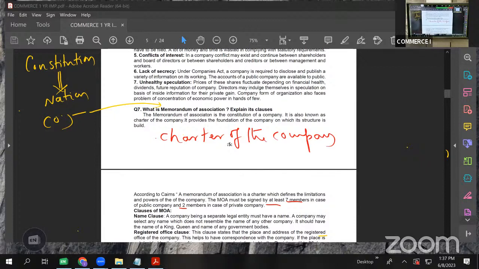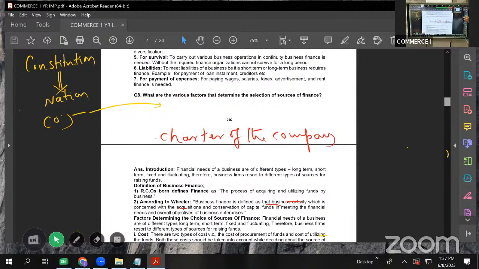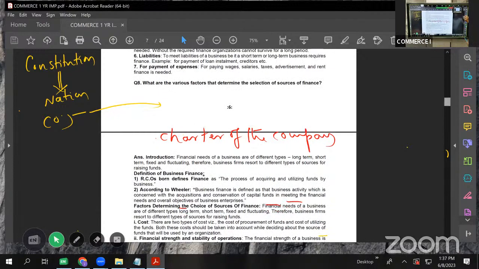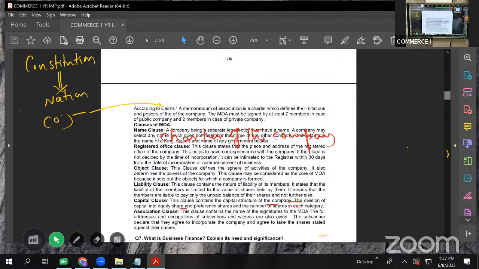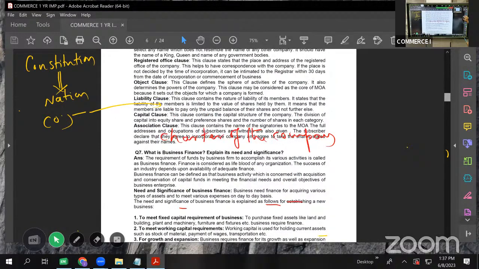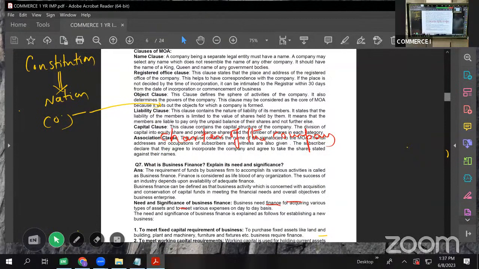Now, what are the clauses of MOA? What we are learning is, what are the conditions or contents of MOA? The first clause is the name clause. The first one is the name clause.